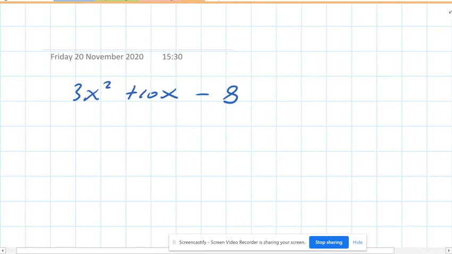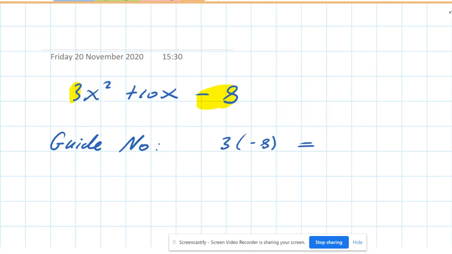So using the guide number method, the guide number is equal to, take the first and the last. So it's 3 and minus 8. So it's 3 multiplied by minus 8, which is, it's a good idea not to use the multiply sign, because the multiply sign gets mixed up with x sometimes, so I'm just using brackets for my multiplying. So 3 by minus 8 is minus 24.